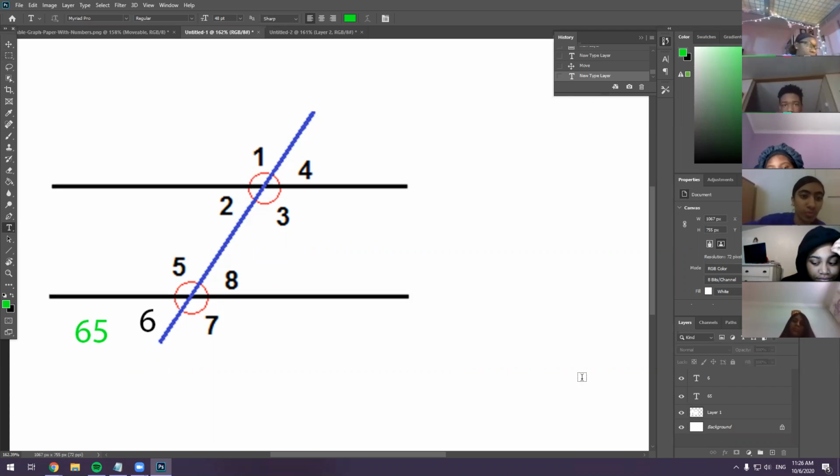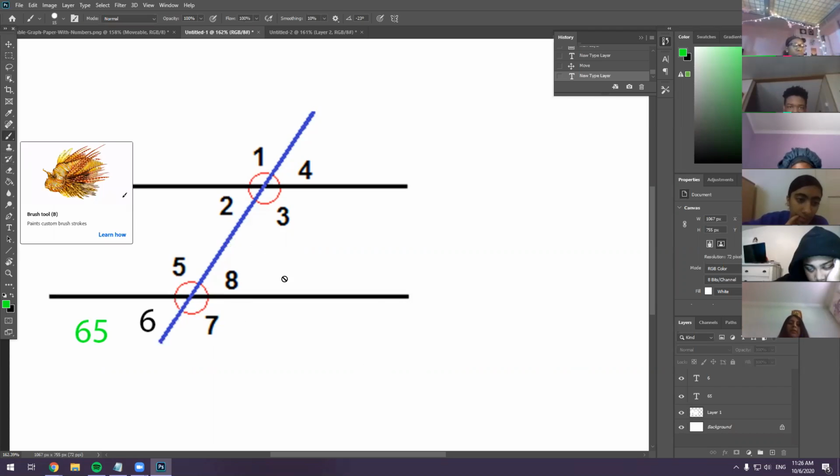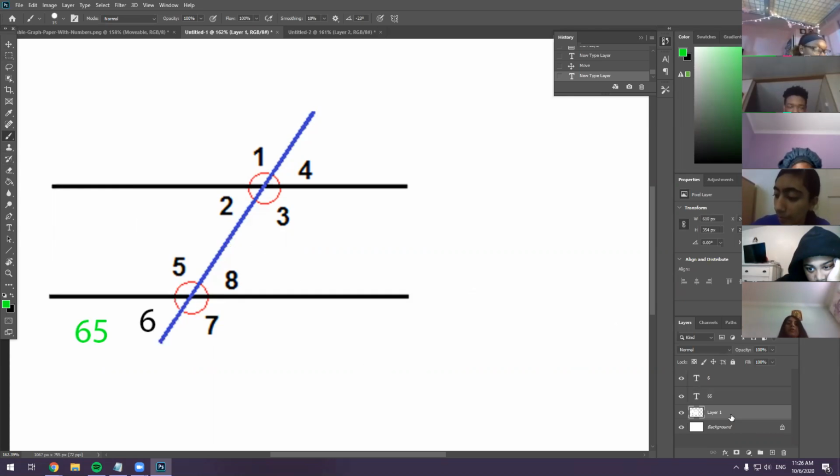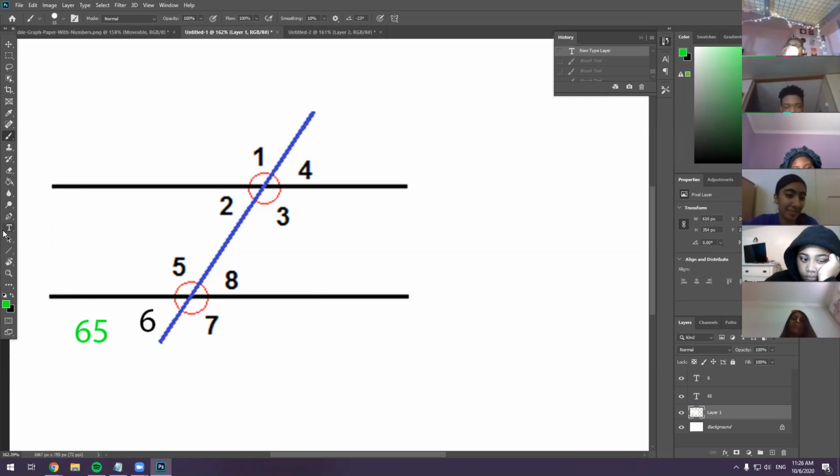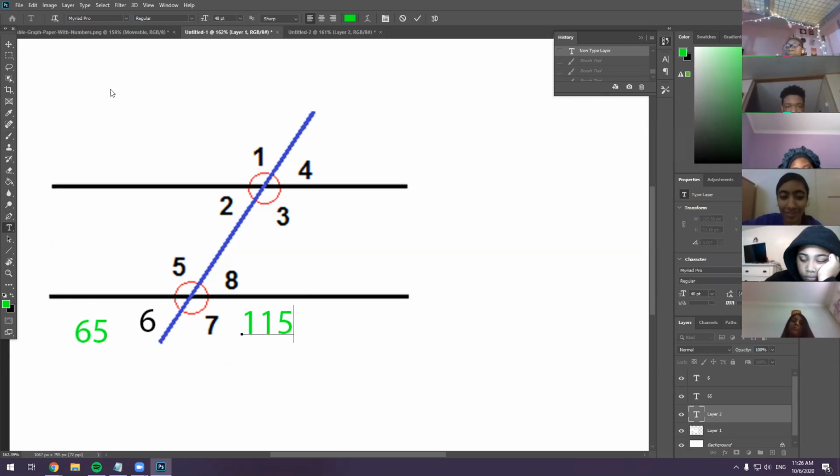Let's hear from Evelyn. What would angle 7 be? 115. 115? How'd you get that? Because there's supplementary angles, so 180 subtract 65 is 115. Yeah, exactly. Great work. So she said supplemental angles. We just need to find the missing one. So 180 minus 65 is 115. Exactly. So I'm going to write that here, 115.